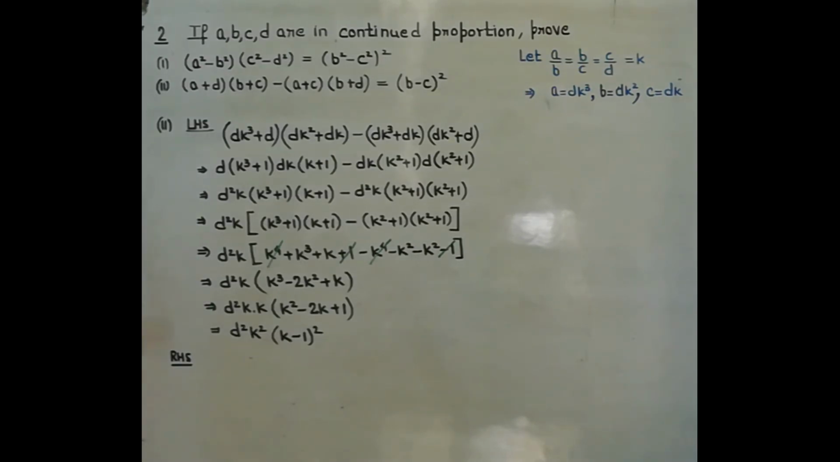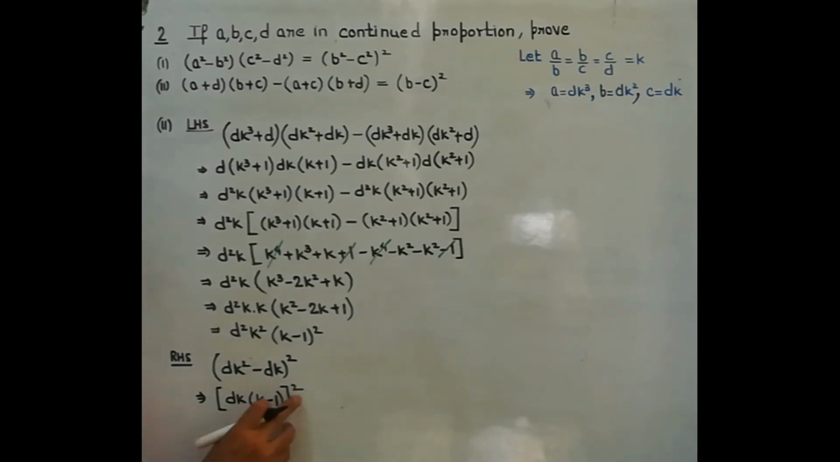Now for the right hand side we have b minus c whole square. Within the bracket, first of all you are replacing b. So b is to be replaced by dk square, minus c to be replaced by dk, and then you have whole square. Now from here you can take dk common. So we are taking dk common, we are left with k minus 1, and then we have whole square. Whole square remains as it is. Here you have taken dk common.